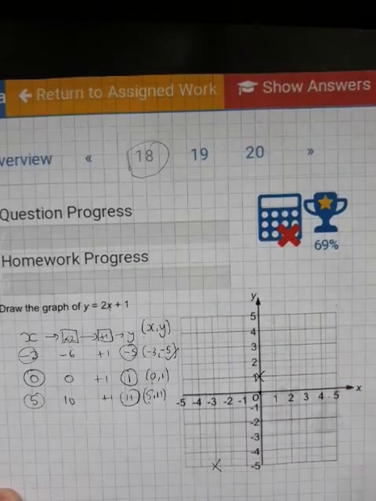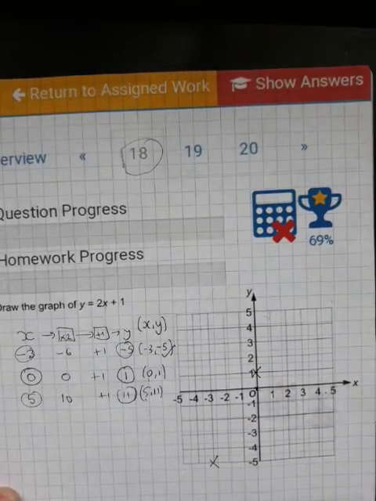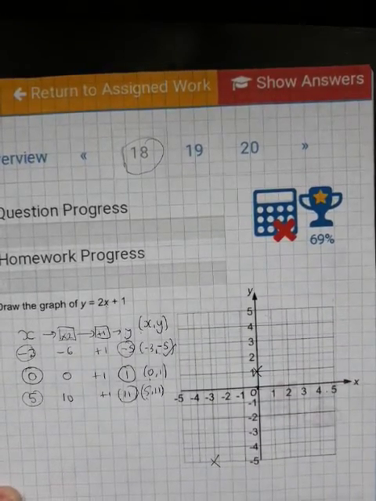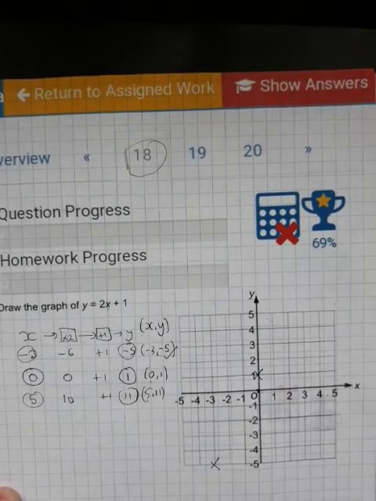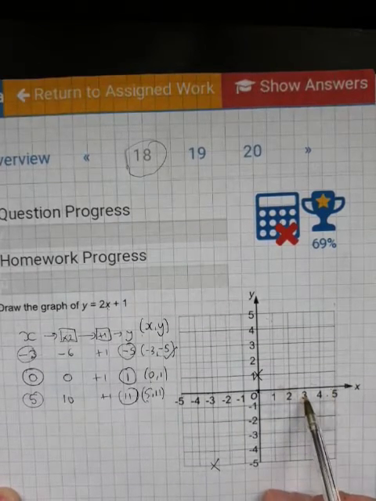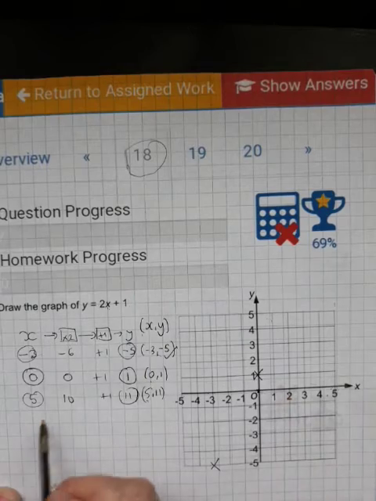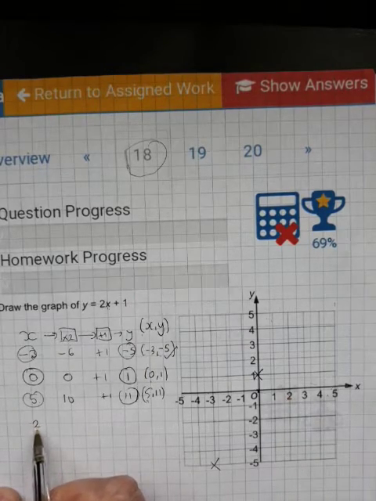Now look, we've run out of space here. This is what I was saying. Sometimes the values won't fit on your graph. It doesn't mean they don't exist, they just don't fit on this particular graph. So what I'm going to do is try another value, something a bit smaller. Let's just try 2. If that doesn't work, I'll try another one.